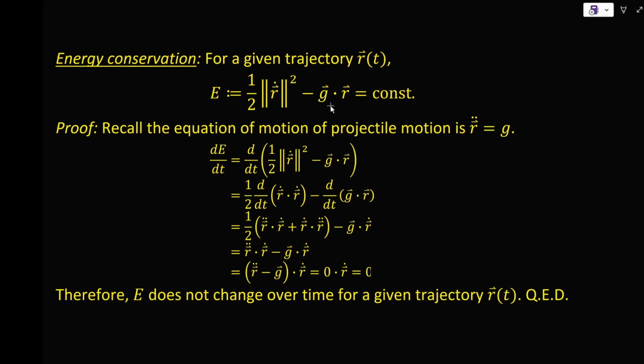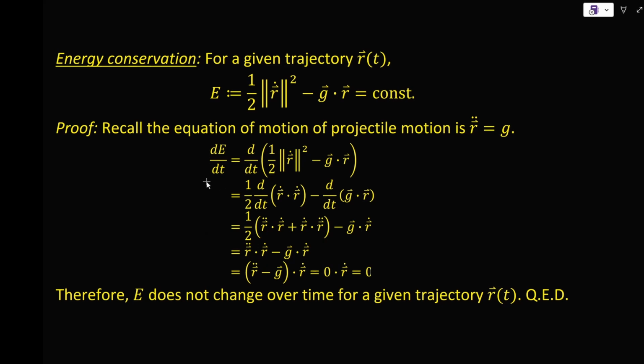And here's our proof. The idea is, if we wish to show E is a constant, we can simply differentiate it with respect to t and show the derivative equals 0. For that, let's recall the equation of motion of projectile motion, which just says the acceleration r double dot equals g. And here the vector g should have a vector arrow on top. This is a typo.